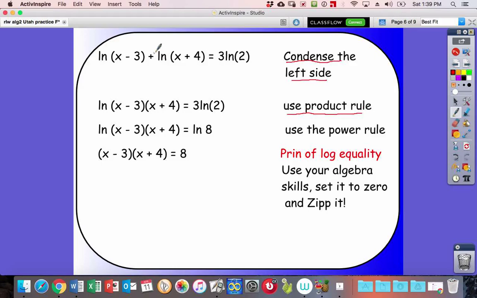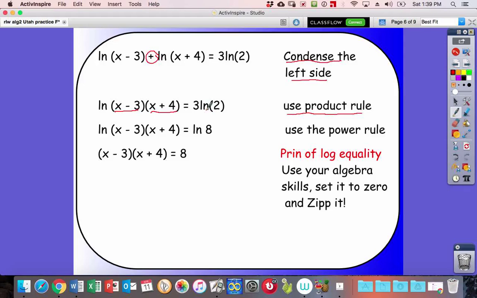So if I have a plus sign there, I know it's the natural log of x minus 3 times x plus 4. So I took care of that side a little bit. Let's see if I can get this just to be the natural log. Then I could use that principle of logarithmic equality.